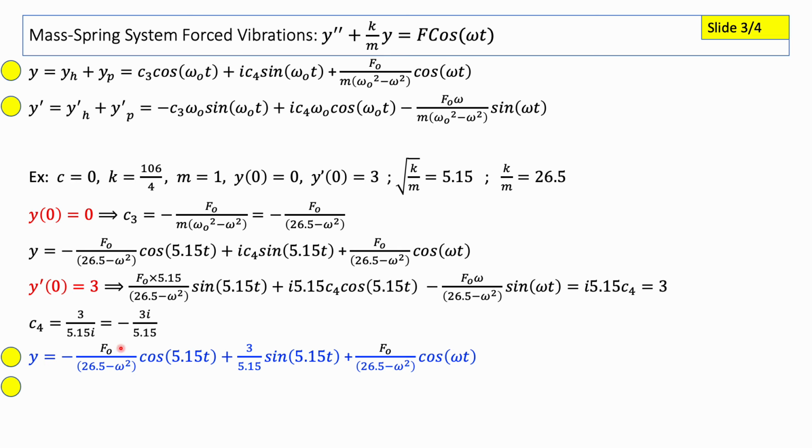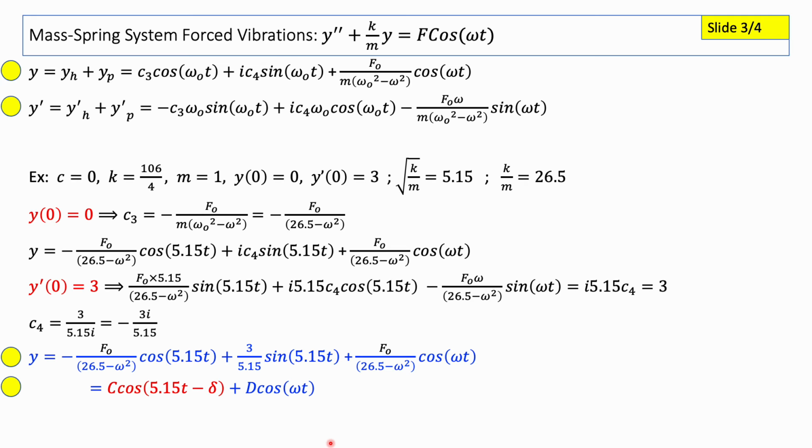So y is F0 by 26.5 minus omega squared, cosine. Where did we get this from? Right there. We already found this out. And then we just found out C4 and iC4, that is this. And this is the F0 cosine omega t divided by omega naught squared minus omega squared, the particular solution.